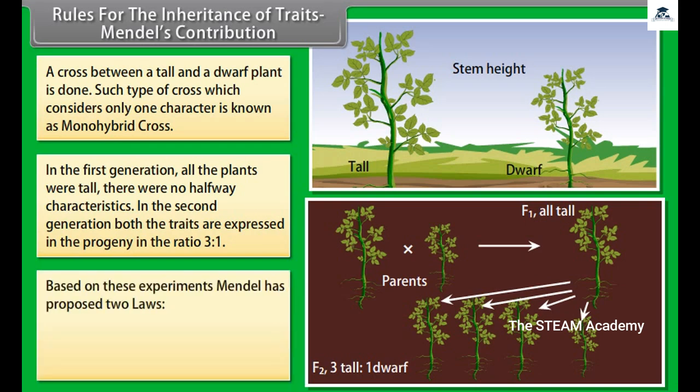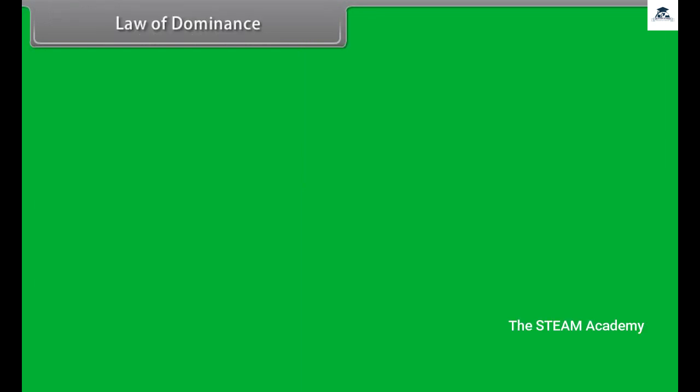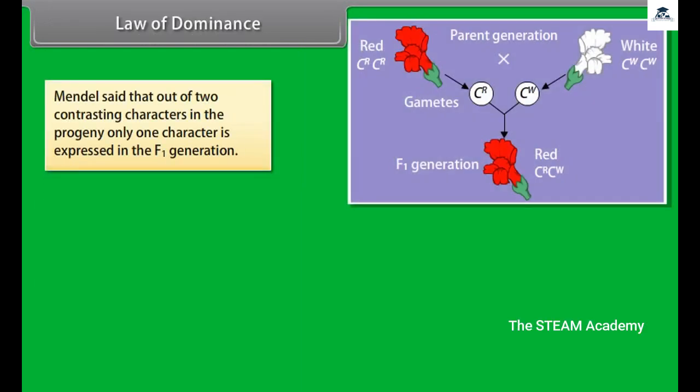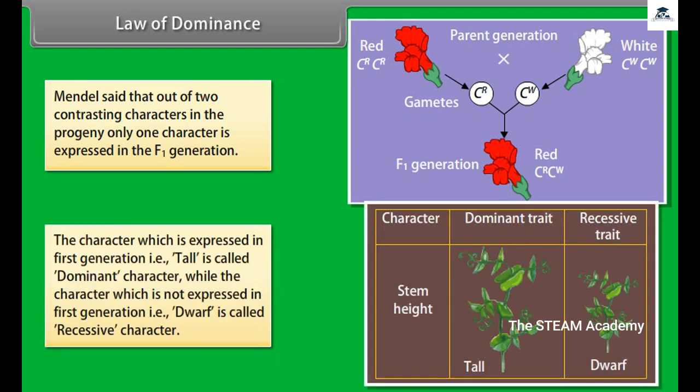Based on these experiments, Mendel proposed 2 laws: law of dominance and law of segregation. Law of dominance. Mendel said that out of two contrasting characters in the progeny, only one character is expressed in the F1 generation. The character which is expressed in the first generation, that is, tall, is called the dominant character, while the character which is not expressed in the first generation, that is, dwarf, is called the recessive character.